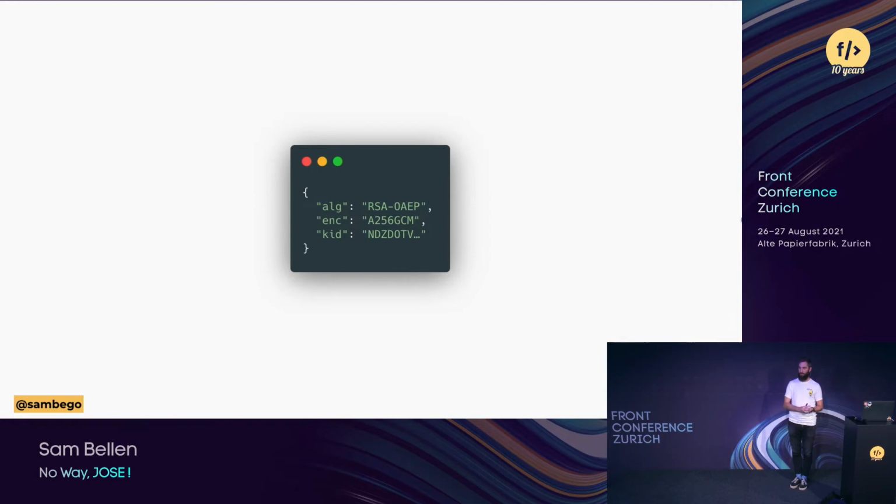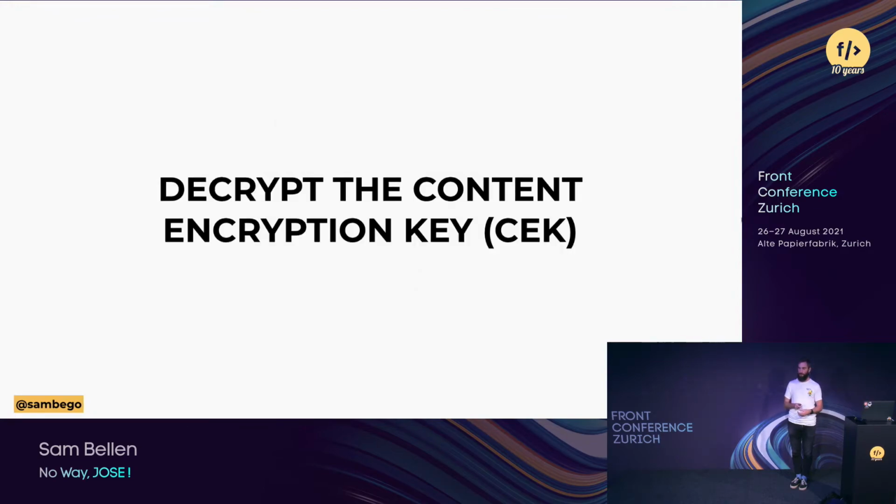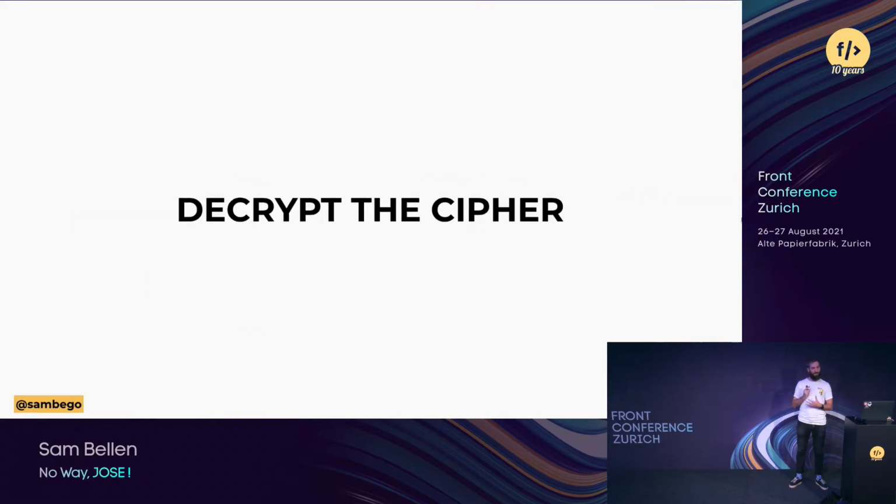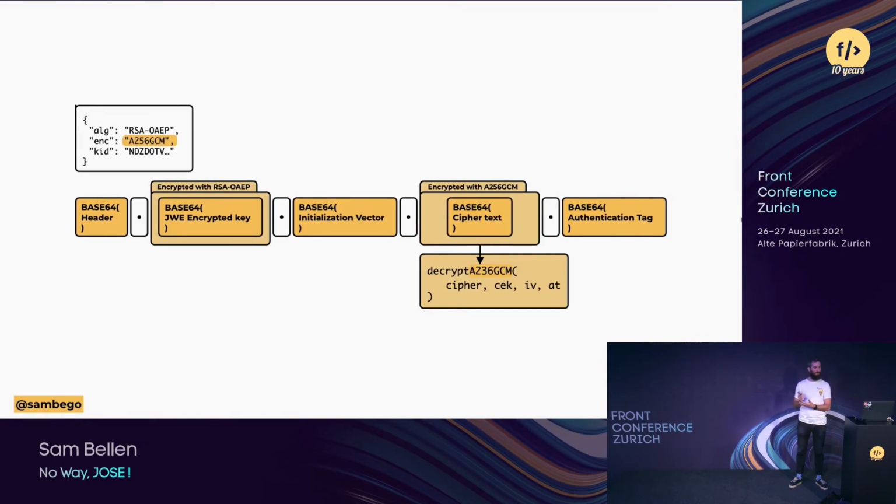The JOSE header tells you a bit of information about the algorithms, both for the asymmetrical one and the symmetrical one, and also the key ID, which key to use. The first thing you need to do is decrypt the content encryption key, which is the actual encryption key that we use to decrypt the actual encrypted message. So we take the second part, check in the header which algorithm we need to use, and run that second part together with the private key you own through that algorithm, and you get your content encryption key. Then you can use that content encryption key to actually decode the thing you want to decode, which is the ciphertext.